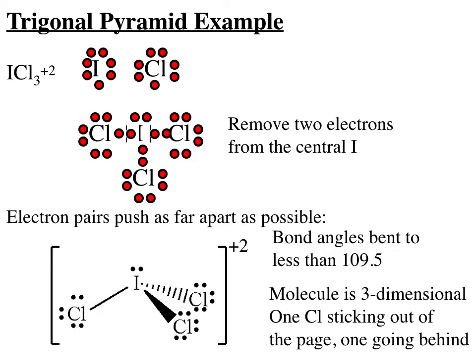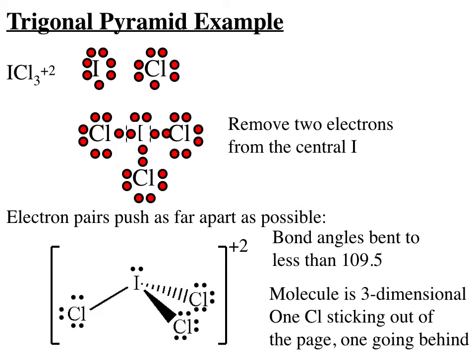Trigonal pyramid example. Let's take ICl3 plus 2. Weird molecule. Does it really exist? I don't know, but we can certainly draw its Lewis dot structure. Iodine and chlorine are both halogens in column 17. Iodine and chlorine both have 7 valence electrons. Neutral ICl3 would have 4 times 7, which would be 28 electrons. But now I'm going to remove 2. I need to build this structure with 26 electrons.